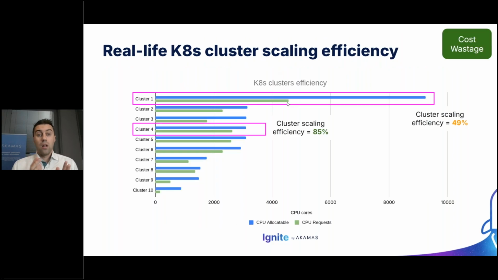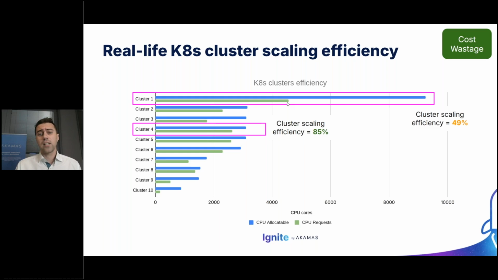Let's see some real life scenarios. This is a set of clusters that we analyzed in our experience. What we see is that we see many different types of clusters. We see clusters where efficiency is really low. So if you compare the total CPU allocatable on the cluster and the CPU request used by the workloads running inside that cluster, we can see efficiency which is around 50% in some clusters.